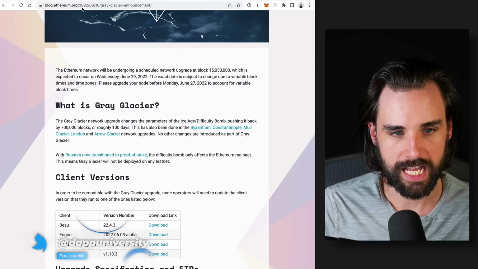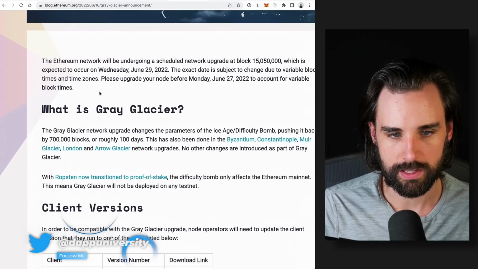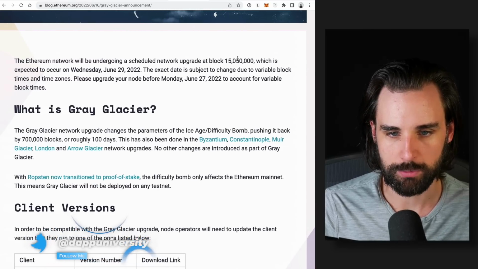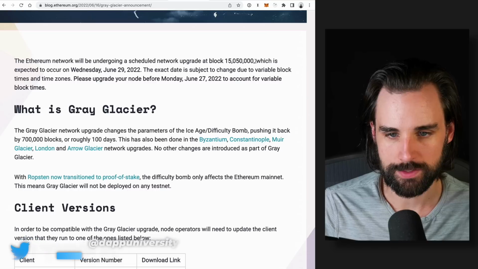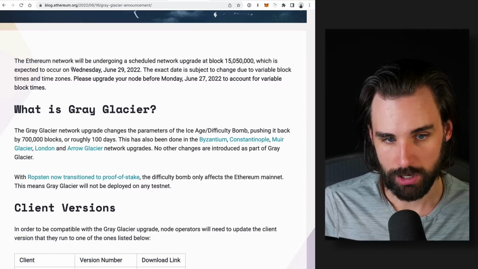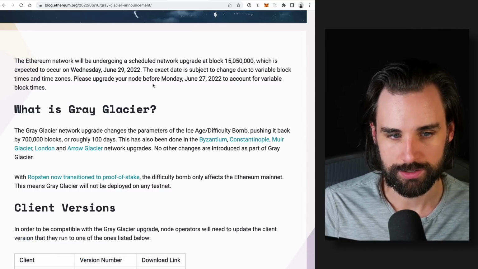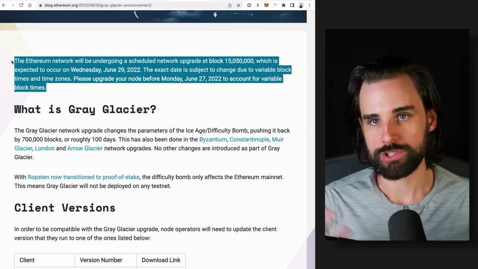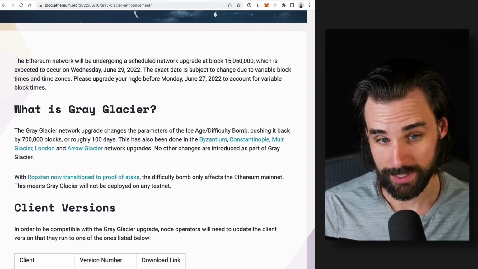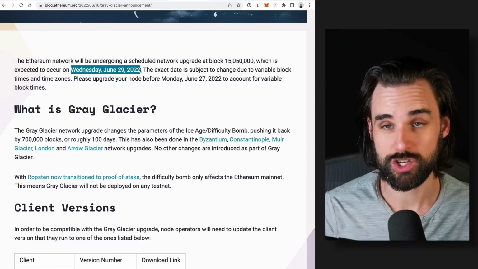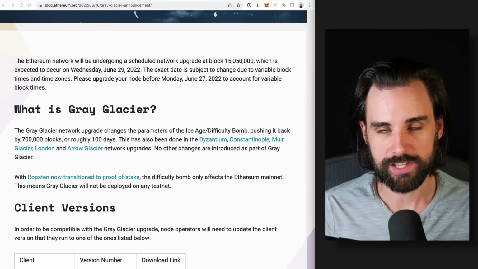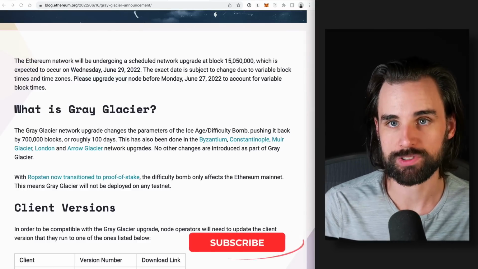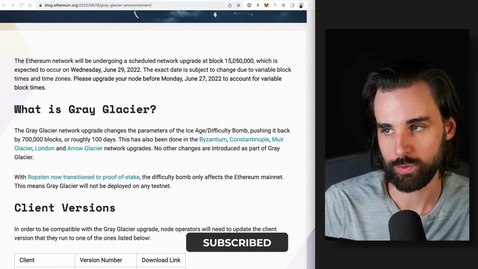So here in the official announcement on blog.ethereum.org, we can see the Ethereum network will be undergoing a scheduled network upgrade at block 1505000, which is expected to occur on Wednesday, June 29th, 2022. So assuming that my publishing calendar doesn't get mixed up and that that's when it actually happens based on the block number, that should be today if you're watching this video. And so what does that mean for the actual timeline of the merge? And does that give us some clues into when it might happen?